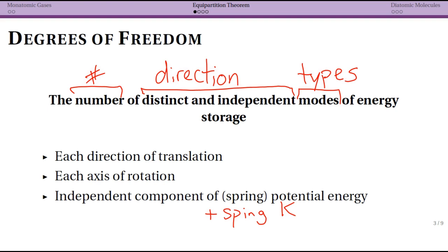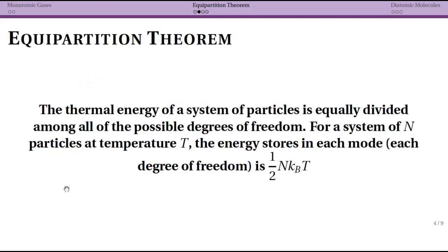Now we're going to do some examples with that and apply the Equipartition Theorem. The Equipartition Theorem says that the thermal energy of a system is equally divided among all of the possible degrees of freedom. So that's just like saying that you have, say, 3 drawers in your dresser, and you're going to distribute your socks in them. Instead of putting all of your socks in the top drawer, you're going to divide up your socks and put them in each drawer. That's the idea.